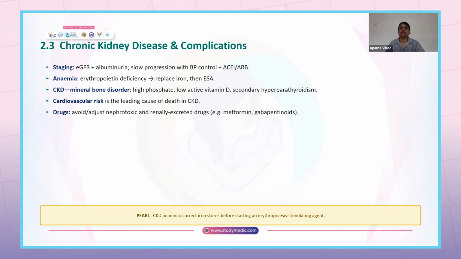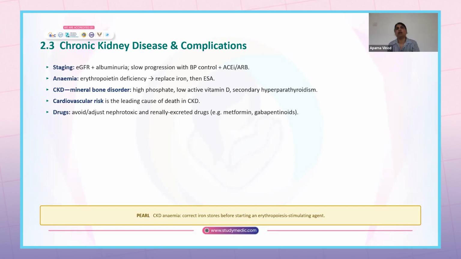Now coming to CKD, chronic kidney disease, and complications. So you need to know the staging based upon eGFR. There will be albuminuria and slow progression. All that can be prevented with ACE inhibitors or ARBs. Anemia. How do you treat anemia in CKD? What do you do with erythropoietin stimulating agents? How to replace, when to replace.